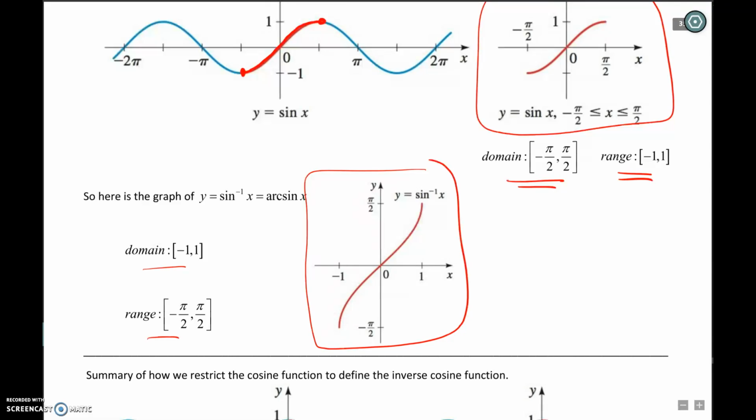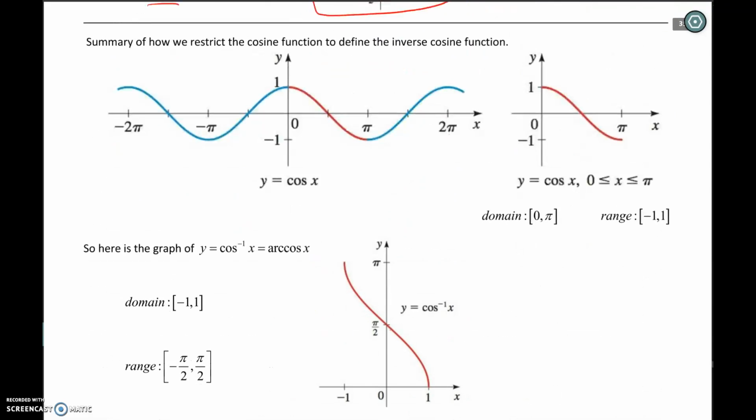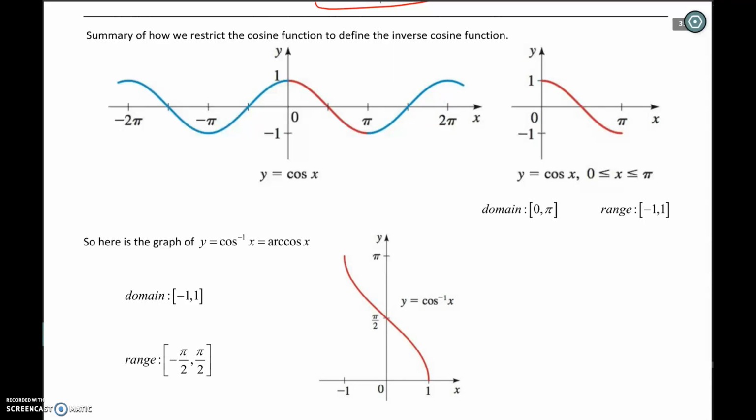Okay? So that's review. For the cosine, let's just go through this instead of doing it on our own. The cosine starts at 1 and goes down to here. So we have to restrict this at a different location. We can't restrict this at pi halves and negative pi halves because it wouldn't be 1 to 1 on that interval. So mathematicians decided, let's restrict it from here to here.